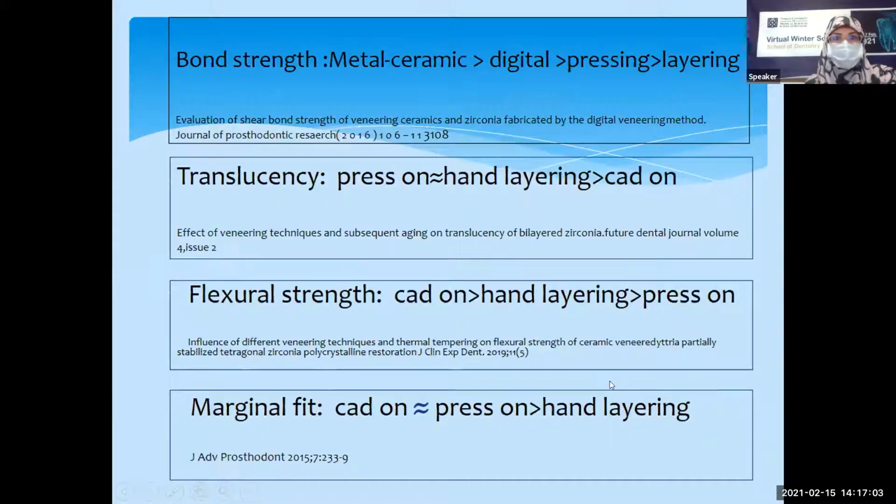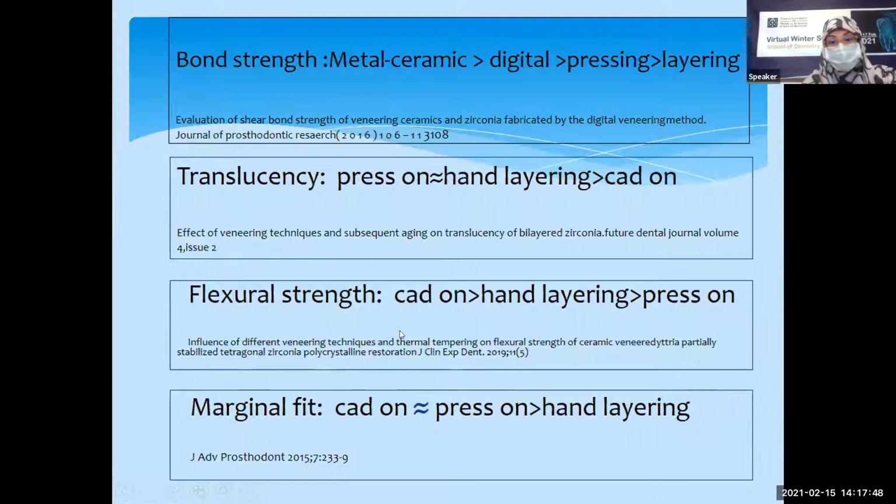There are also several articles that have investigated 3 methods, but I summarize them in this slide with sequences. For example, in terms of bond strength, metal ceramic groups have higher value than digital bilayer zirconia, and digital has higher value than pressing, and pressing has higher value than layering. In terms of translucency, press-on and hand layering have equal value, and both of them have higher value than the CAD-on technique. In terms of flexural strength, the CAD-on technique has higher value than hand layering.